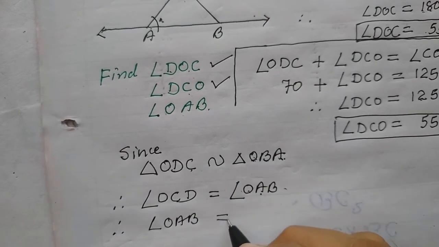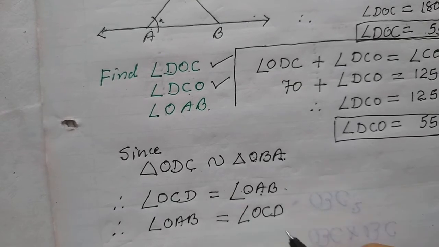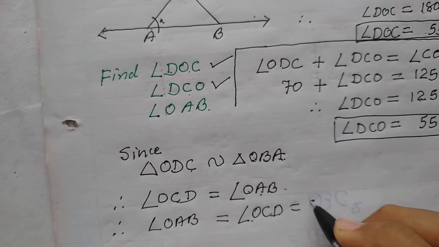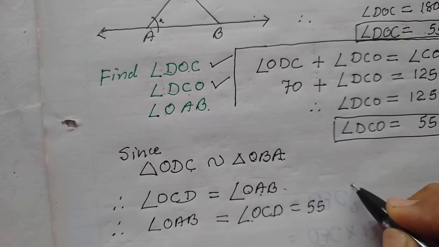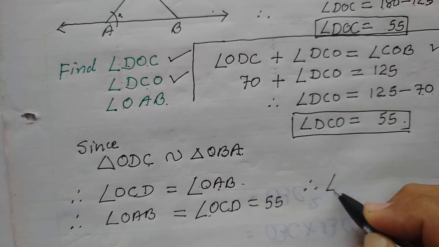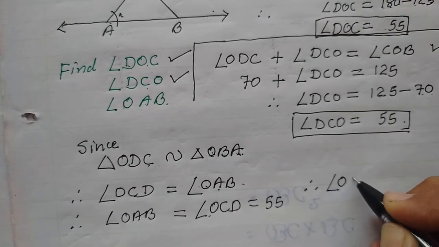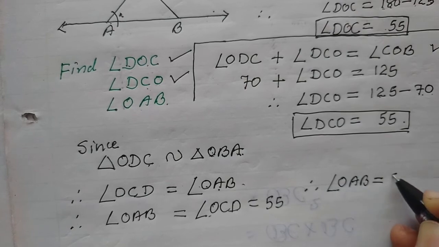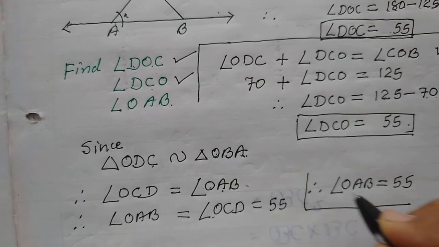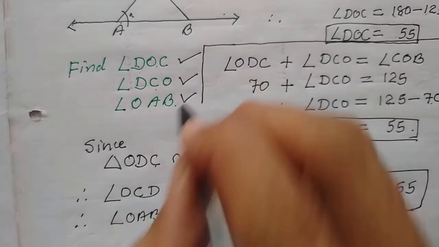OAB is equal to OCD. Why? Because OCD we know. OCD is what? 55. And therefore final answer, angle OAB is equal to 55 children. This is the final answer that we found.